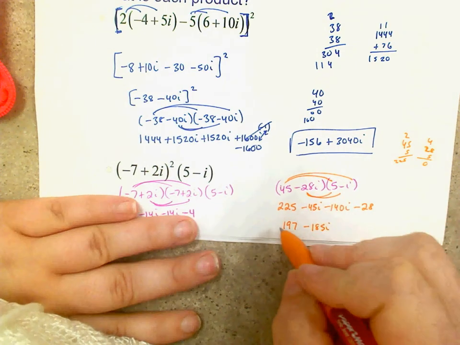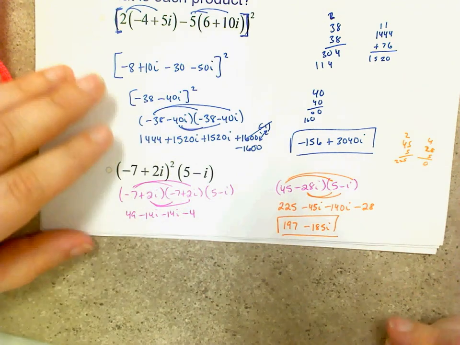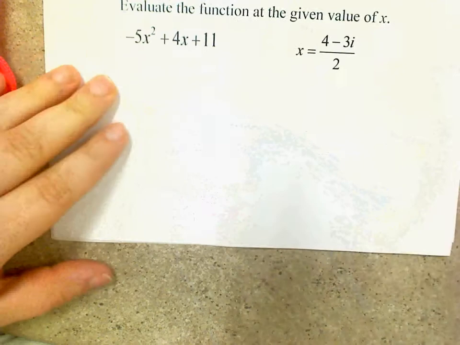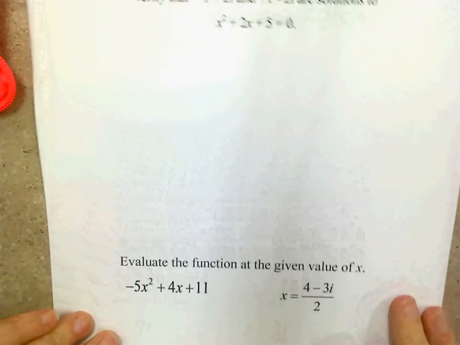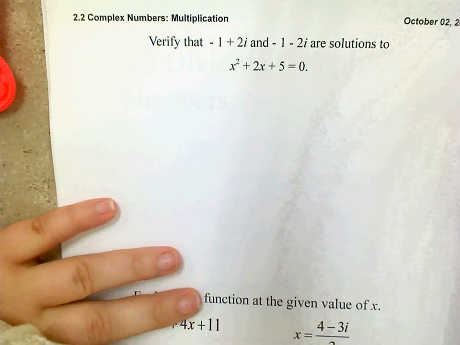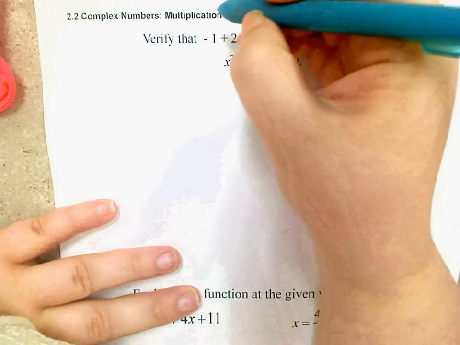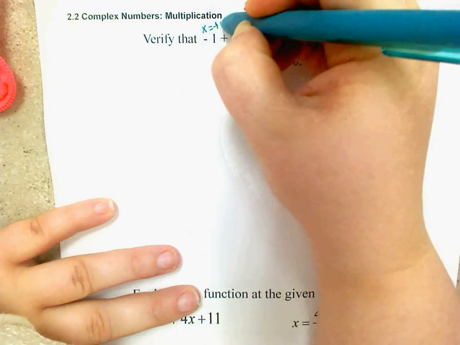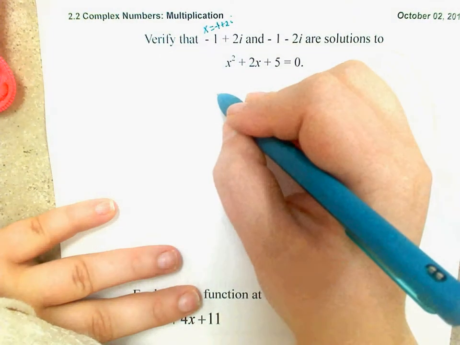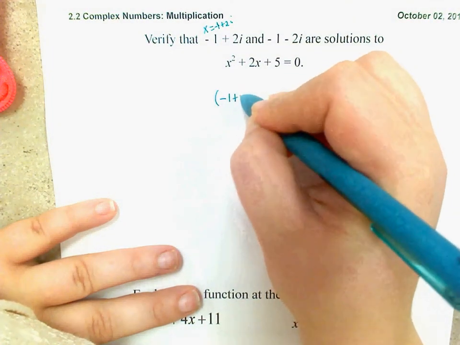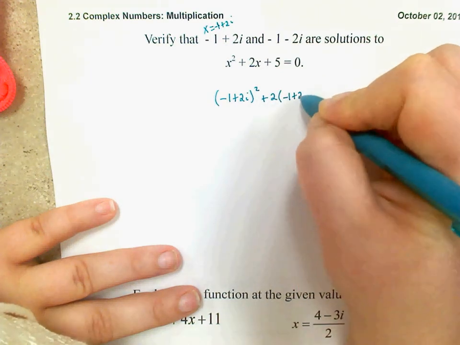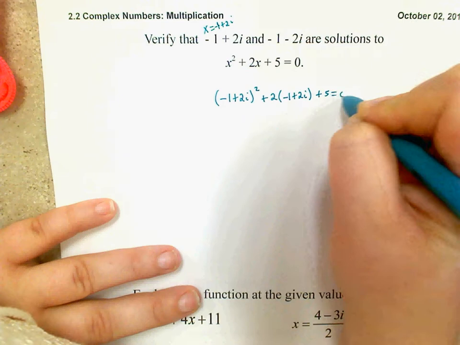Okay? Don't be afraid of big numbers. So this is where it gets a little bit more interesting. It's saying verify that these are the solutions to this quadratic equation. So what I'm saying is that if x equals negative 1 plus 2i, and I plug it in there, then I should get 0. So let's try that. Negative 1 plus 2i squared plus 2 times negative 1 plus 2i plus 5 equals 0. So I should get 0 if this is a solution to that quadratic equation.